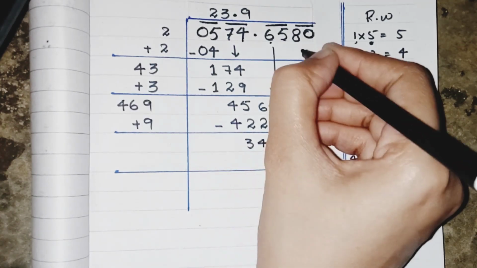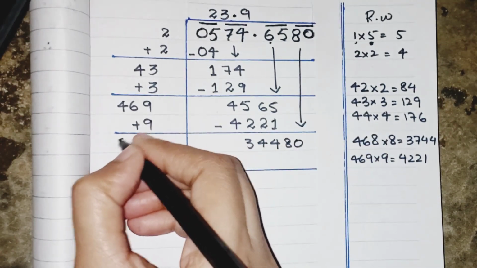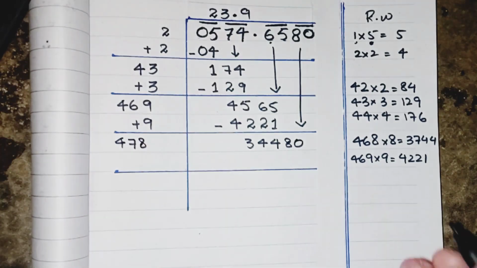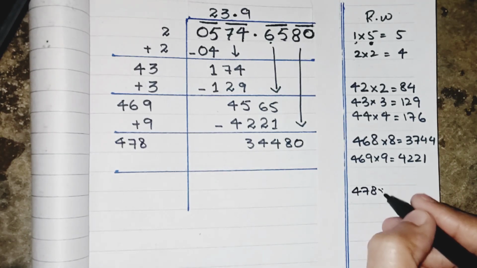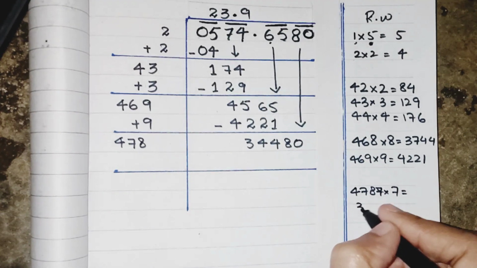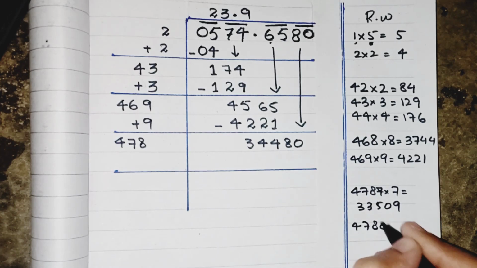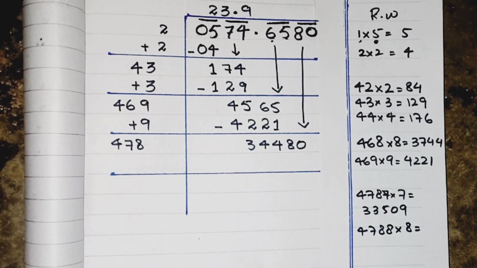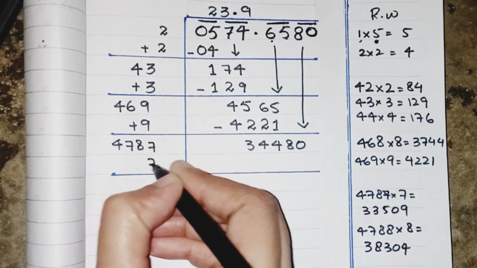3 4 4. Now for the fourth pair, which is 80, I have 4 7 8. Now with the 4 7 8, if I am placing 7, I have to multiply by 7. That gives us the answer 33509. 4788 multiplied by 8 gives 38304. So the seventh one is the nearest one, so I am writing 7. We will take 7.